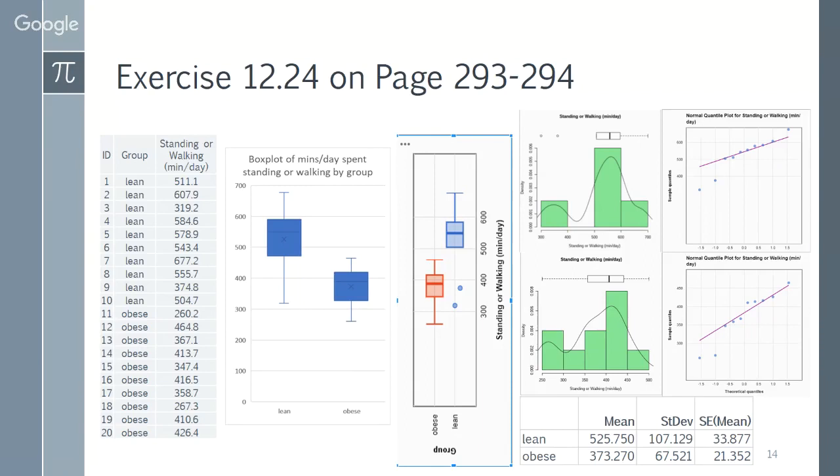So after looking at all of this exploratory data analysis, it appears to me that both the lean group and the obese group, the number of minutes spent standing or walking, they both seem to come from normal distributions, which is good. And it certainly does appear that the average time spent standing or walking in the lean group is greater than that in the obese group.